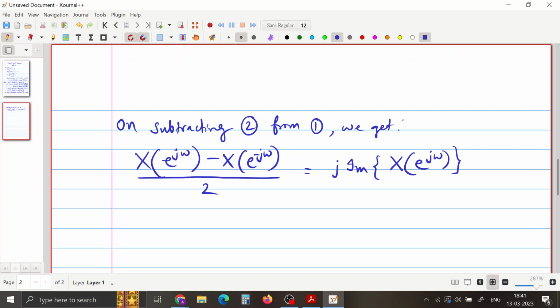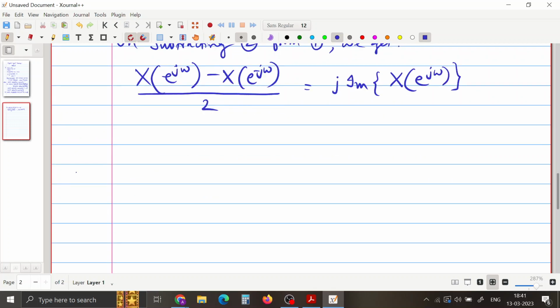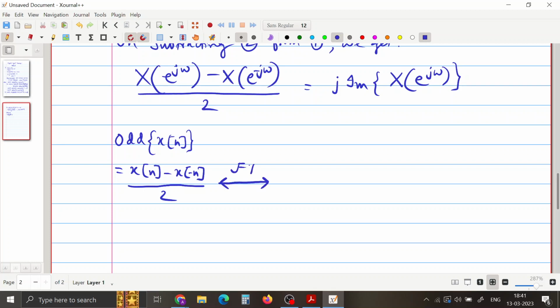Now we know that the odd part of x of n is given by x of n minus x of minus n divided by 2, and if we take the Fourier transform of this signal, this odd part of x of n, by the property of linearity we know, yeah, go ahead.